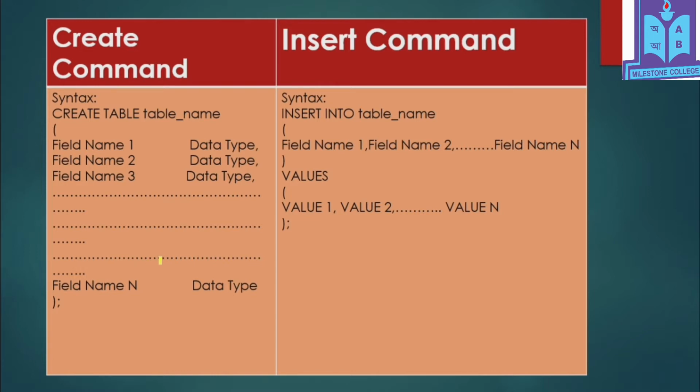Then you have to open with a first bracket and conclude with a first bracket close. Then you have to hit the semicolon to finish the create command. And one thing, please don't forget, you have to give a comma after each data type except the last data type. You don't have to put any comma there. For all the other data types you have to put a comma. You see, first the field name, then the data type, then a comma, followed by the next. This is the process you have to follow for the create command.